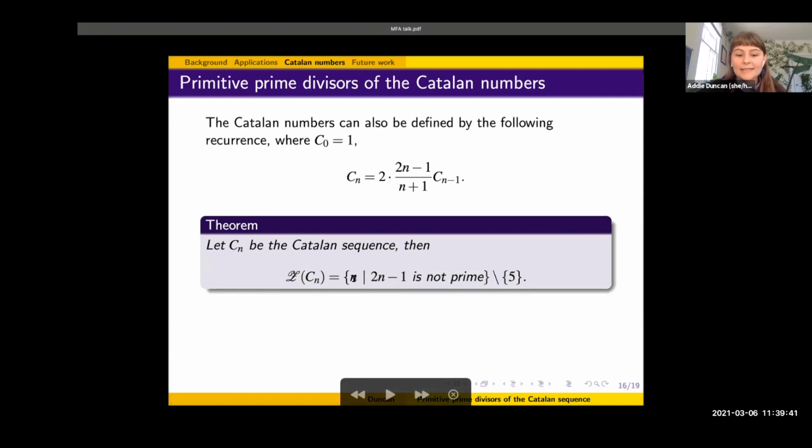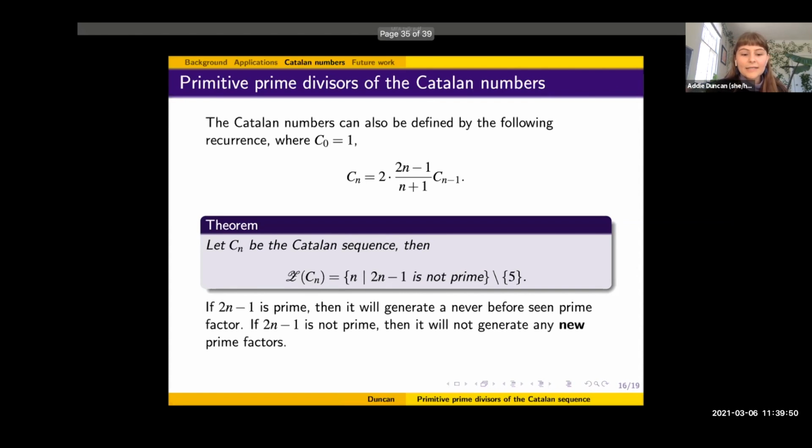So in this case, n is in the Zygmondi set when 2^n - 1 is not prime, except for 5, which is an exception. And I'll get to that in a second. But the idea here is that if 2^n - 1 is prime, then it's going to generate a new prime factor that we've never seen before, and that term's going to have a primitive prime factor. But if 2^n - 1 is not prime, then it's not going to generate any prime factors that we haven't already seen before for that term. So therefore, that term's index is going to end up being in the Zygmundi set.